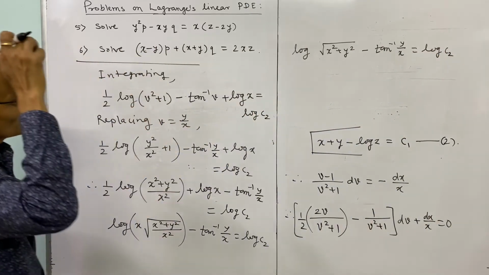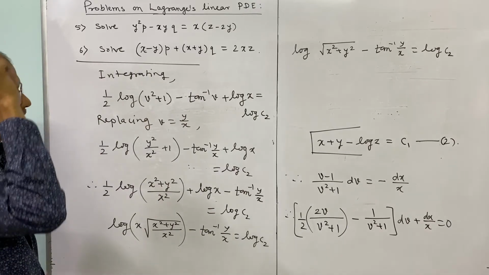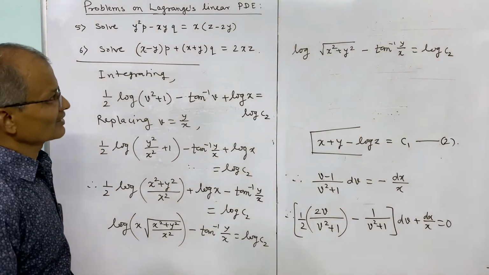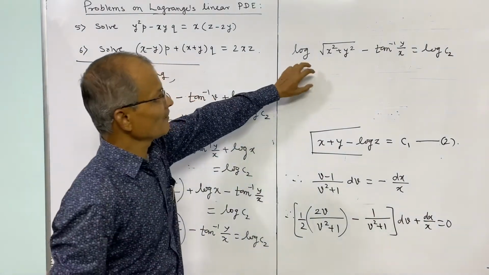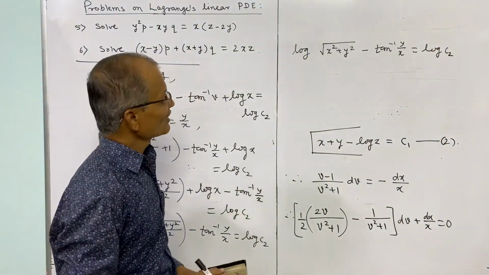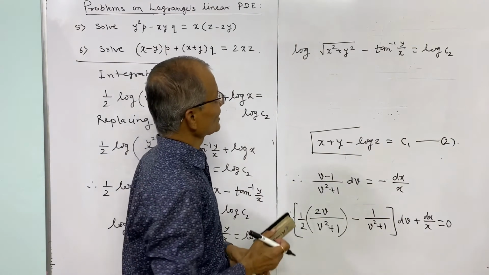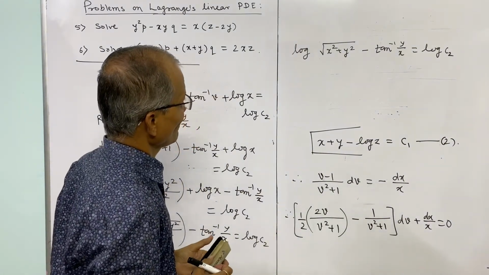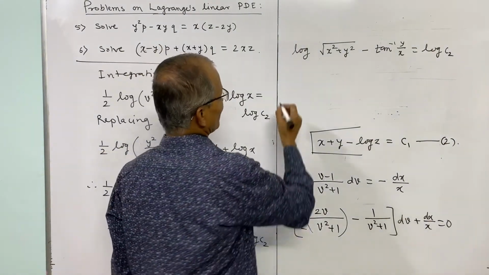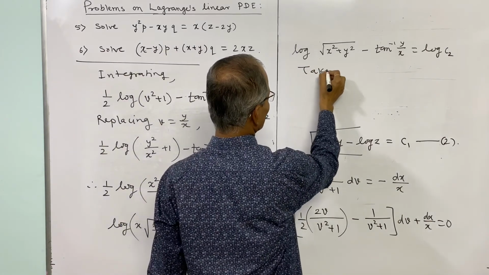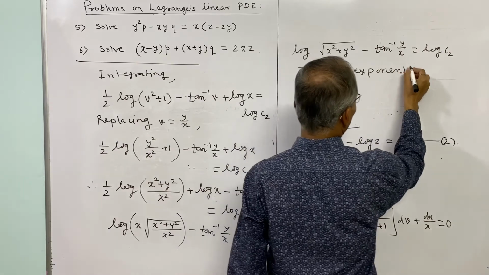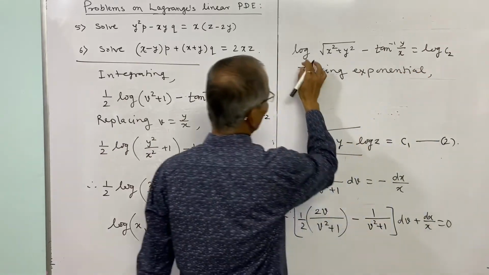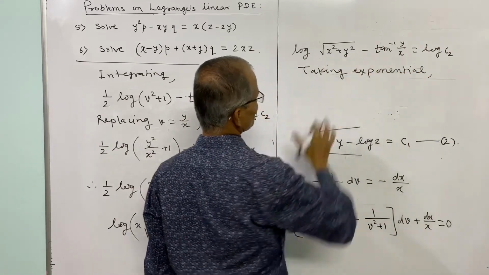Or that can simply be taken as c2, and that will be our second solution. But if you don't want this log, then we should take the exponential on both sides. So taking exponential on both sides, yes, taking exponential, so what is e to the power of this whole?